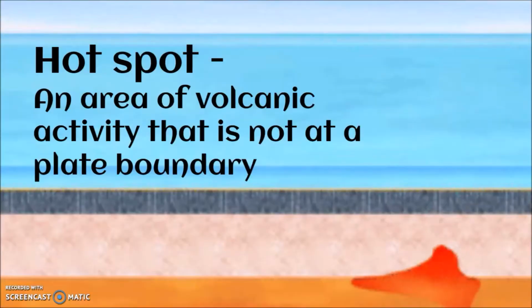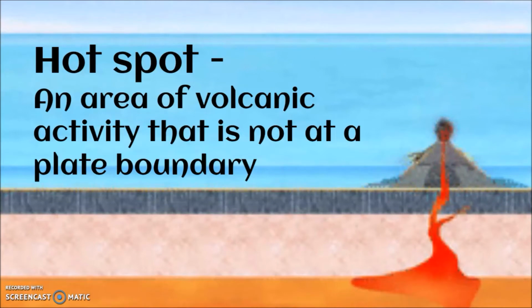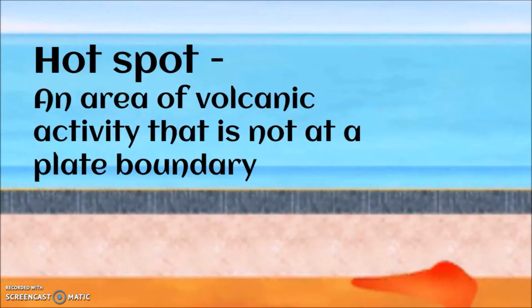Volcanoes might happen along a convergent or divergent boundary, or may happen on a hotspot, an area of volcanic activity that is not at a plate boundary. Hotspots may form volcanic islands like the Canary Islands and Hawaii. There are three different types of volcanoes.